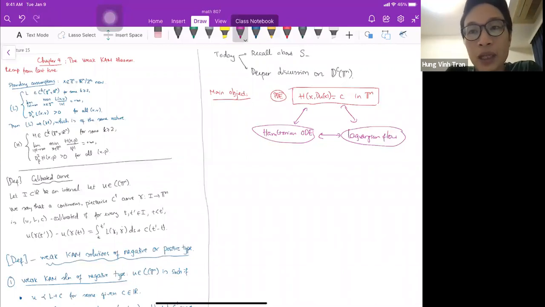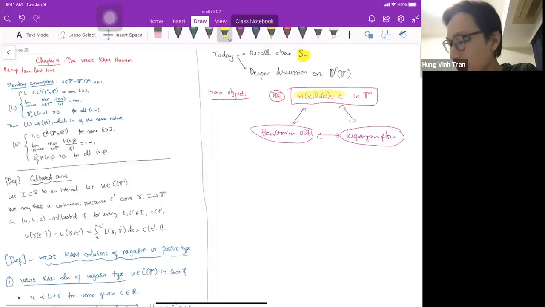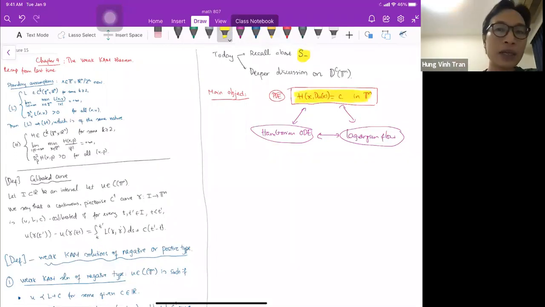As I said, we're going to spend a lot of time in chapter 4. This is about the Wickham theorem, and one of the goals is going to be proving the Wickham theorem, which is about the class S minus that I'm going to remind you, and about the solution to the PDE, H of x, Du equal to c. Clearly we have seen very clear evidence between this PDE and the Hamiltonian ODEs and the Lagrangian flow.